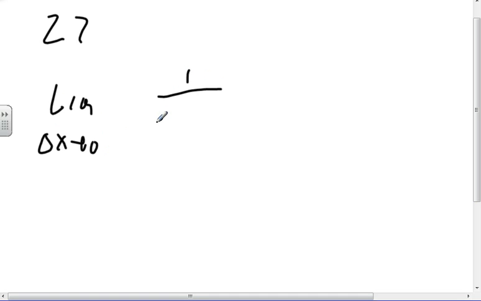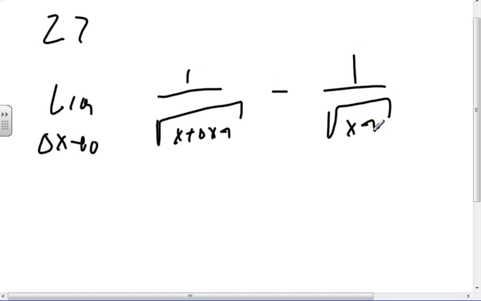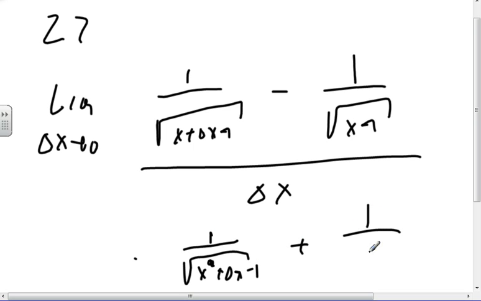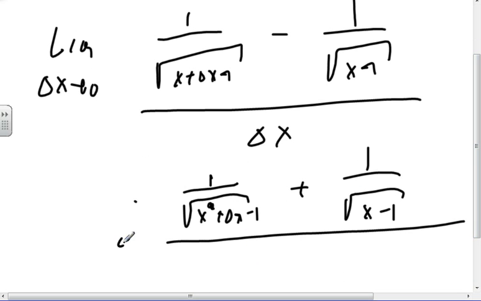One over x plus delta x minus 1, minus 1 over x minus 1, all divided by delta x. I'm going to multiply this by 1 over the square root of x plus delta x minus 1 plus 1 over the square root of x minus 1, divided by the same thing. Same thing.